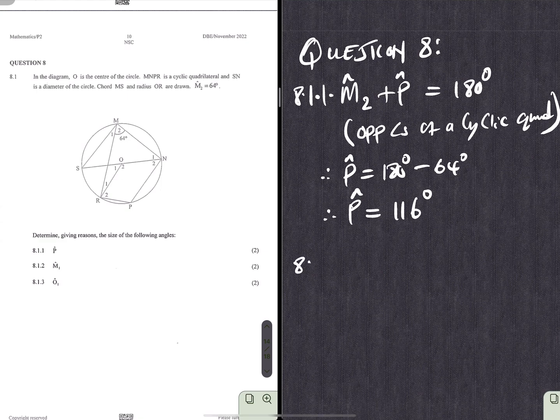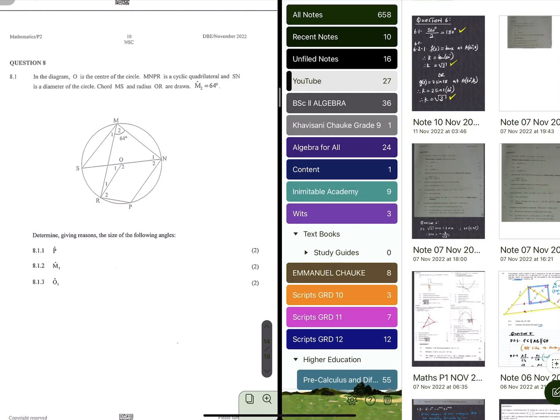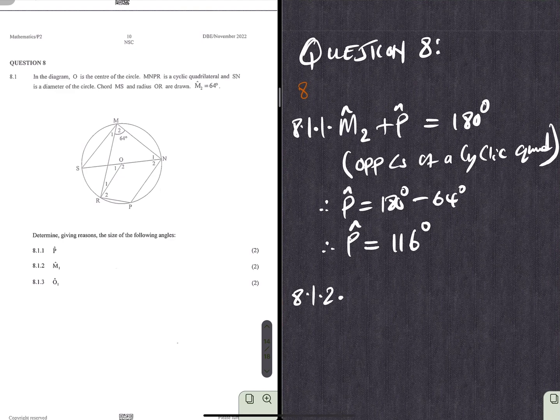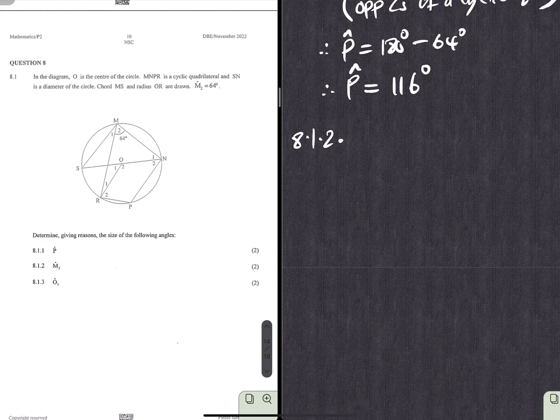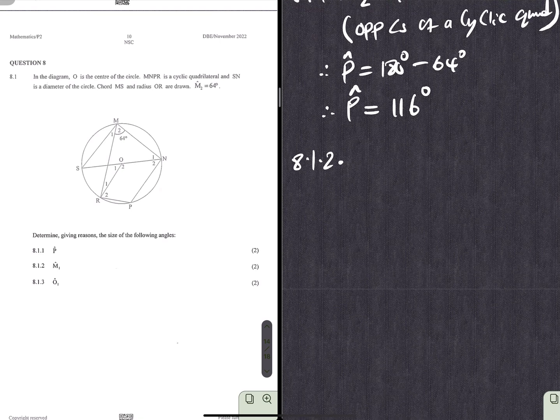And then we also have 8.1.2. This is really easy, guys. I hope you can see that. So let me just take this one out, and then we have 8.1 and then 8.1.2. Calculate angle M1. Okay, there it is. We are looking for this angle M1.